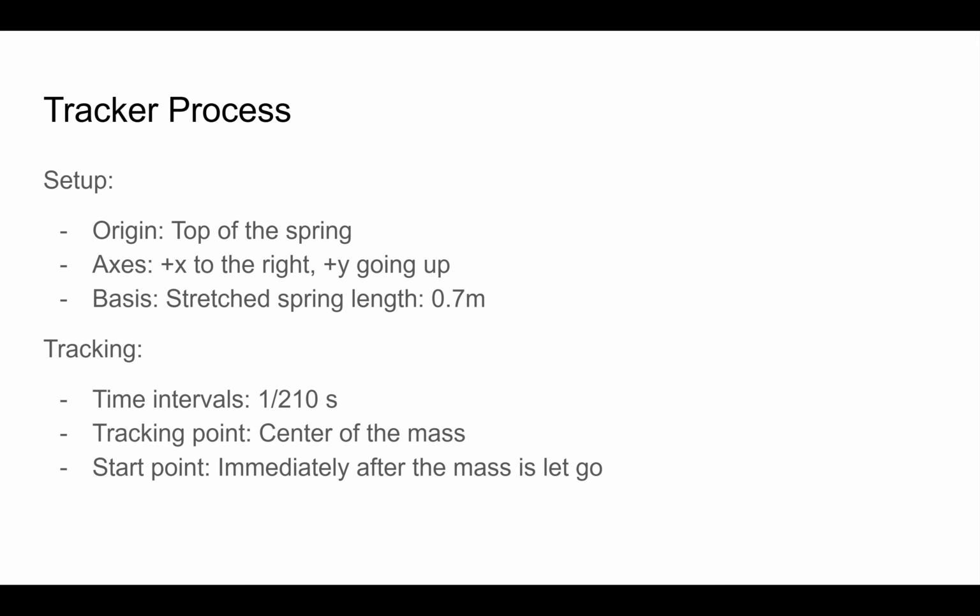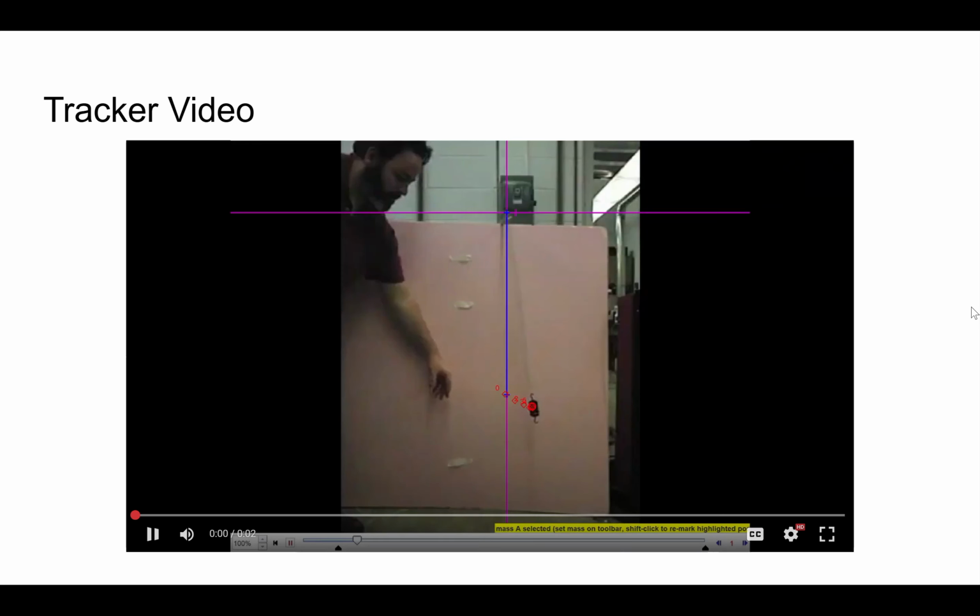For the basis, the stretched spring length is 0.7 meters, and this is when the spring and the mass are at rest at the beginning of the video. For tracking, the time interval is 1/210 seconds. The tracking point is the center of the mass, and the start point is immediately after the mass is let go. So this is what the video looks like. The beginning is cut off a little bit.